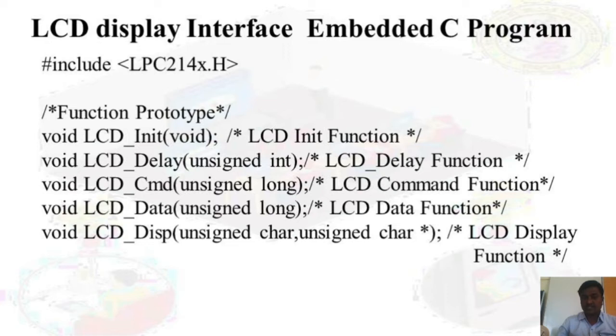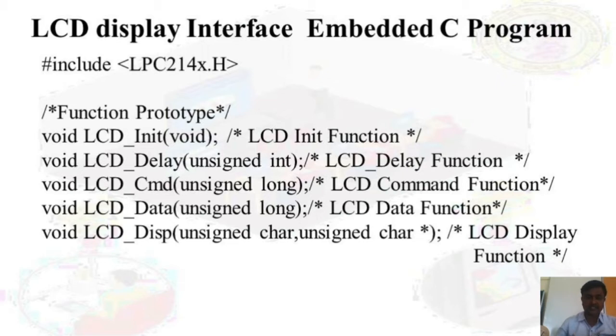So we are using LCD init, that is the initialization function, then the delay function, void LCD_delay with the parameter unsigned int, and why, because in the delay you have to send some value for how much delay we have to get. Then we are using void LCD_CMD with unsigned long LCD command, the function for passing the commands, and void LCD_data with unsigned long LCD data.